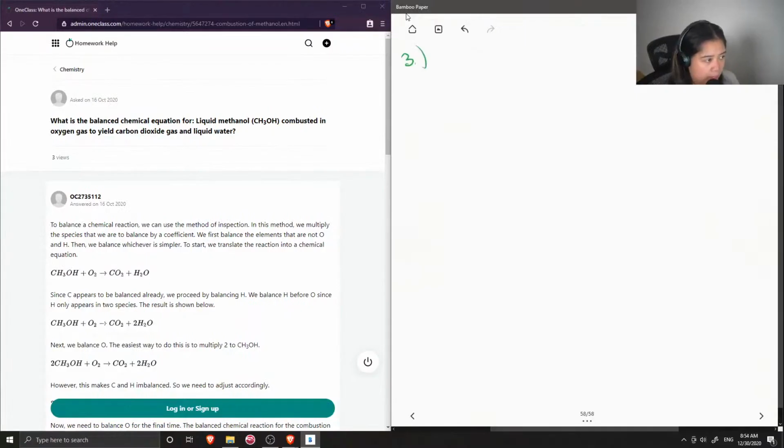What is the balanced chemical equation for liquid methanol combusted in oxygen gas to yield carbon dioxide gas and liquid water? So this is an example of a combustion reaction. And first, let's write down all of our reactants and products and the state that they're in.